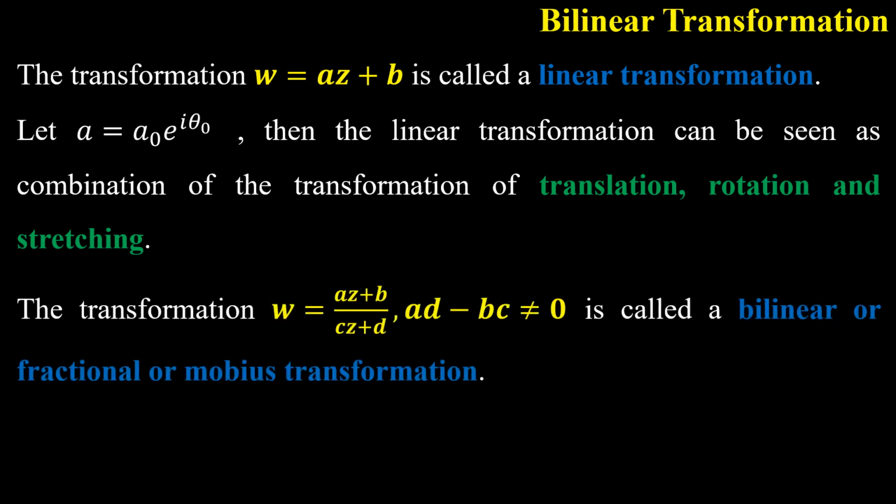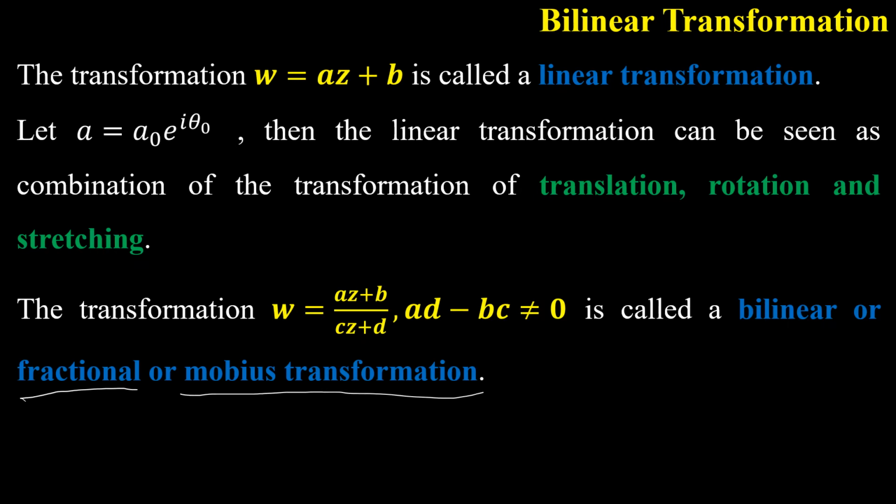Now the transformation in the form W equals (AZ plus B) upon (CZ plus D), provided AD minus BC is not equal to 0, is called the bilinear transformation. It is also known as the fractional transformation or Mobius transformation. Do not be confused with the terms. These are all the same: bilinear, fractional, and Mobius transformation.